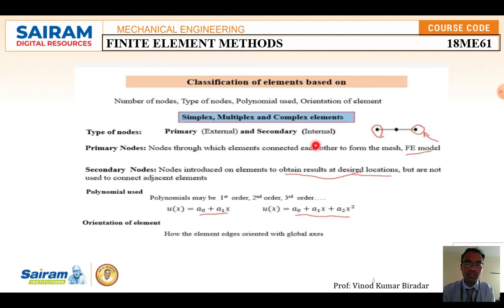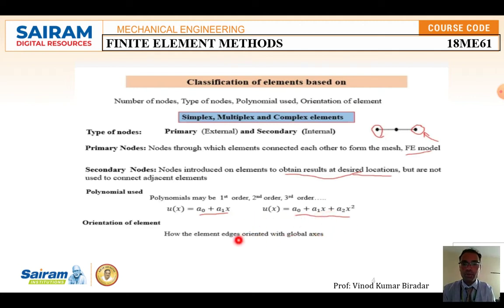Okay, so this is about the secondary nodes. Polynomials for the first order, second order, and third order we need to see in detail. For first order, u of x is equal to a0 plus a1x. This polynomial function is used for a 1D element, and for the second order element we are going to use a0 plus a1x plus a2x square. One term is extra here for a 2D element.